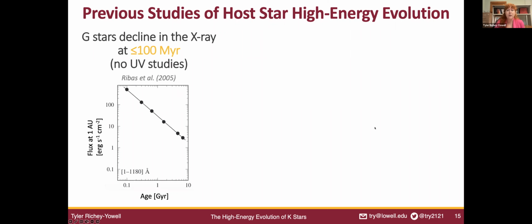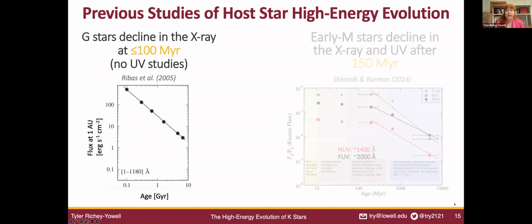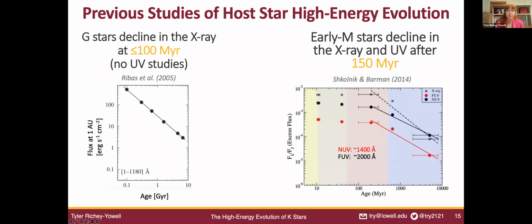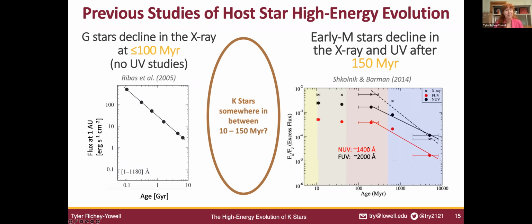So for G stars, when we look at how the X-ray flux evolves as a function of age, we see that G stars decline by at least 100 mega years, if there's even any period of constant flux at all before this decline. And early M stars, on the other hand, have been observed in both the UV, so these black and red points, and the X-ray to decline after a saturation period, or a period of constant flux, of about 150 mega years. So what about K-stars? Well, it kind of makes sense that they would be someplace in between G stars and M stars. And so I think we all kind of expected them to decline someplace between 10 and 150 mega years, which seems like a good assumption.